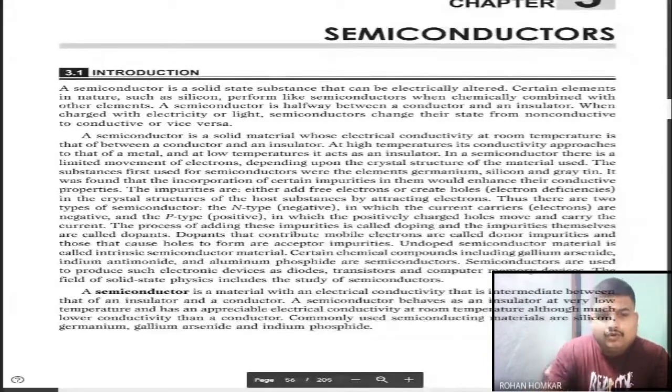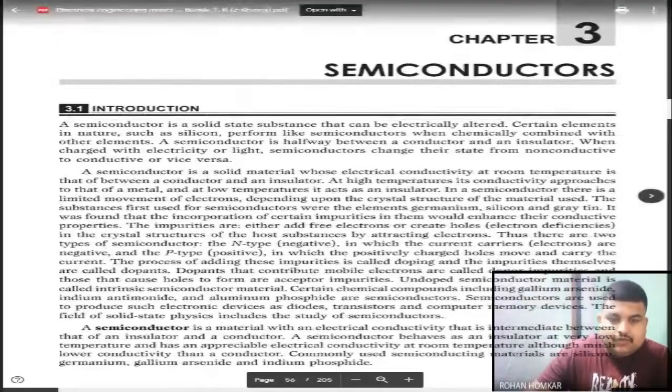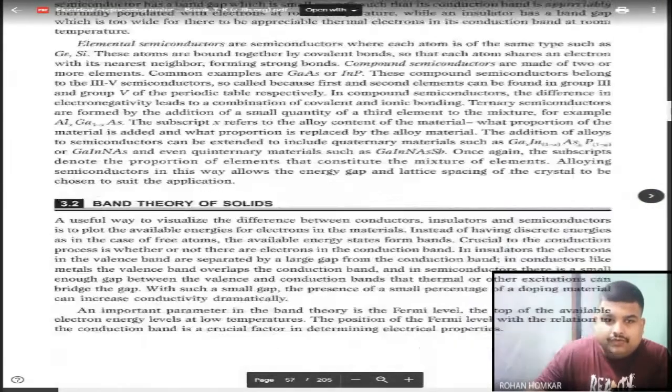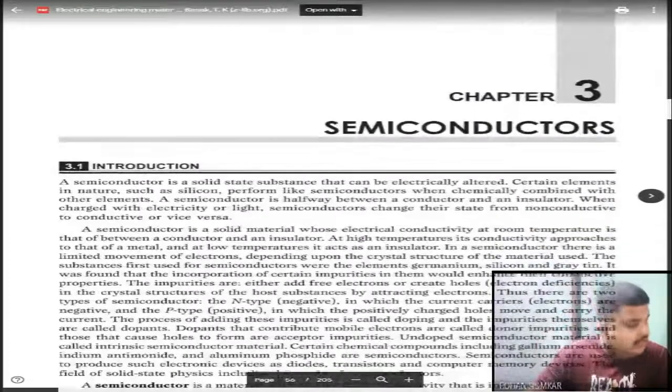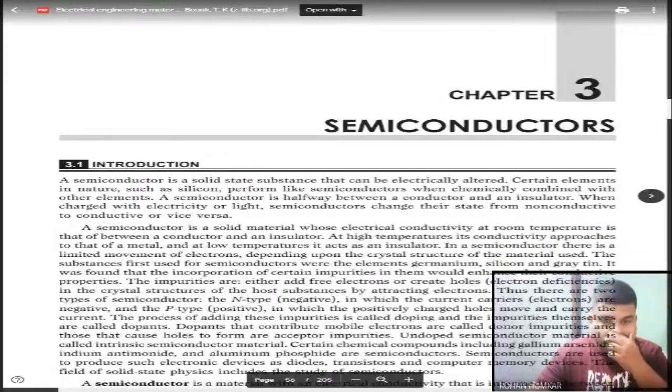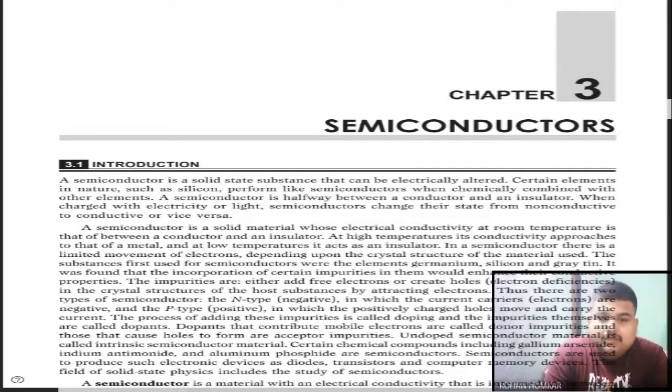But if you talk about semiconductor materials, what exactly is the property of that material, what is the material made up of, and what are the different examples of these materials? This is what we are looking for in today's session. So we can see here that it is introduced as: a semiconductor is a solid state substance that can be electrically altered. It has some properties which are not very common in different materials. It has very special properties.